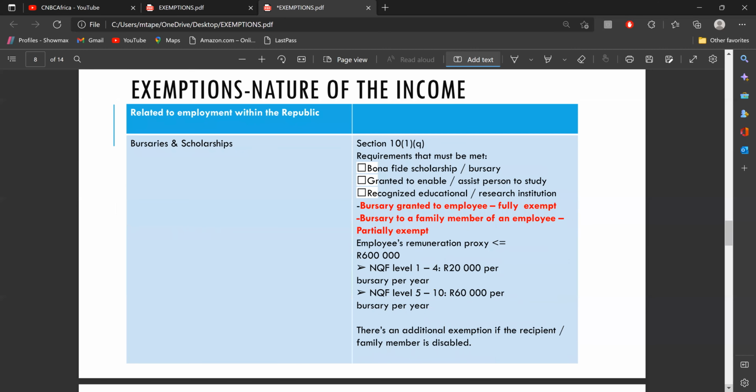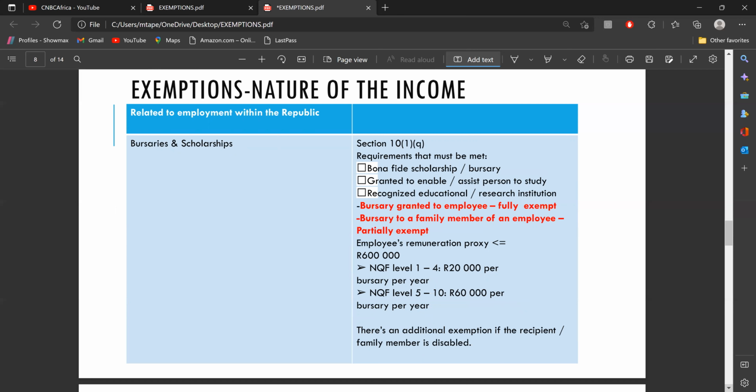Then there's bursaries and scholarships, and these are exempt in terms of section 10(1)(q). The requirements that must be met are as follows. This must be a bona fide scholarship or bursary granted to enable or assist a person to study in a recognized educational or research institution. So if the bursary has been granted to an employee, then the amount is fully exempt in terms of section 10(1)(q). But if the bursary has been granted to a family member of the employee, then there's a partial exemption in terms of section 10(1)(q).